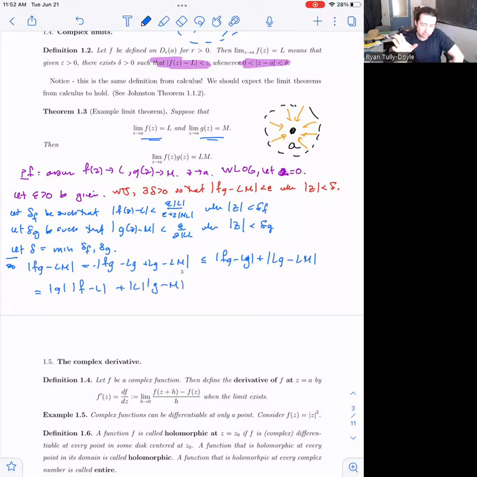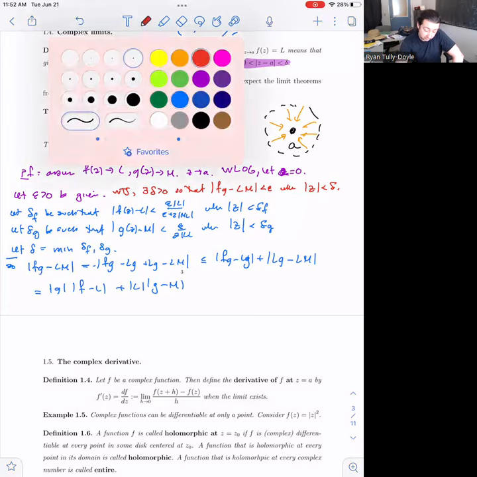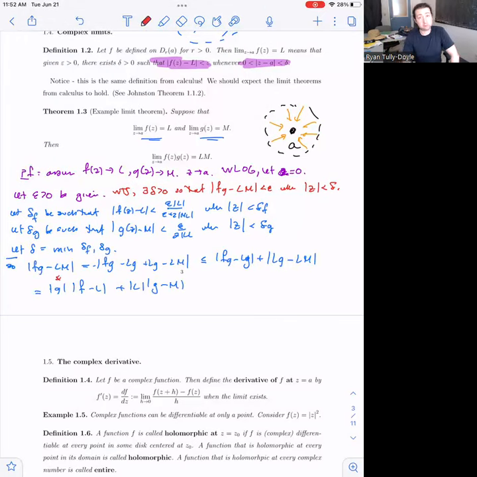And now this is closer to things I have control over. f − l I know is small because I've set this delta up so it's small. g − m is small because I've set delta up so that g is as close as I want to m. The problem is this absolute value of g here. I don't know what this is. So the idea is to get that modulus of g to break that into pieces I have control over. So I'm going to use another add-subtract trick.